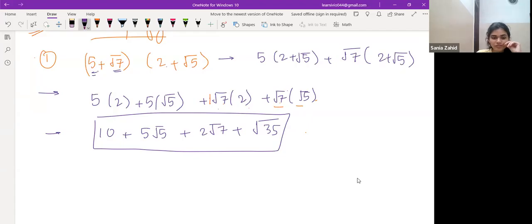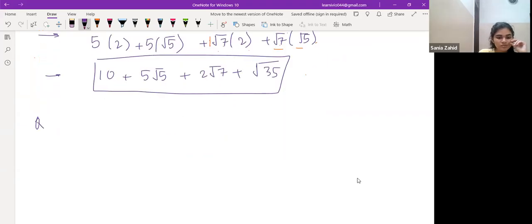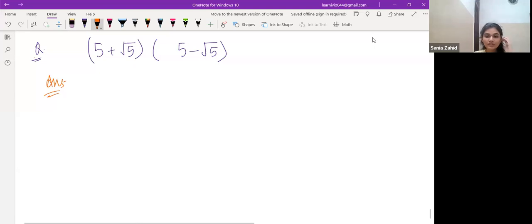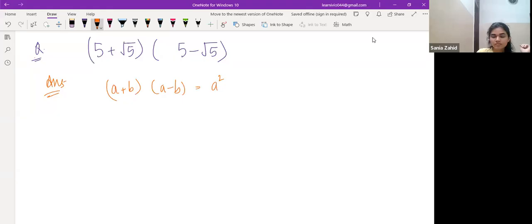Okay, shall I move ahead now? The next question is 5 plus root 5 into 5 minus root 5. Now, who will tell me what identity we are using here? Does this resemble any identity? A plus B, A minus B. Very good. So try solving it on your own once with the identity A plus B, A minus B.